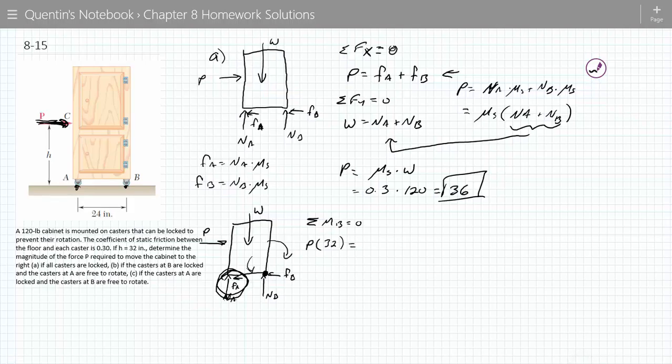So I'm going to say this is equal to the weight times the distance of the weight, which is going to be half of 24, which is 12. So therefore, P is equal to 120 times 12 over 32. So P is equal to, it's 45 if I'm not mistaken. 45.